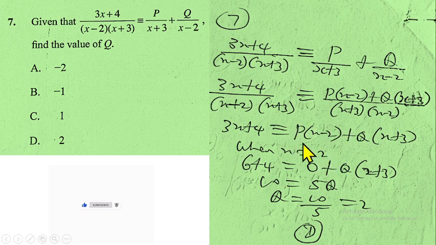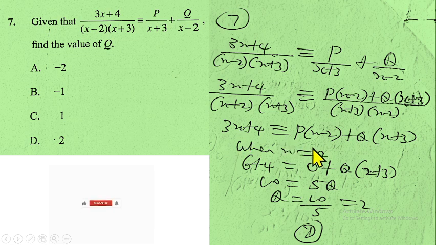But how can we eliminate this p here? It is by making our s equal to 2, because if s is 2 here, that means you have 2 minus 2 gives us 0. 0 times p gives us 0, so everything here becomes 0. So that we can find our q.